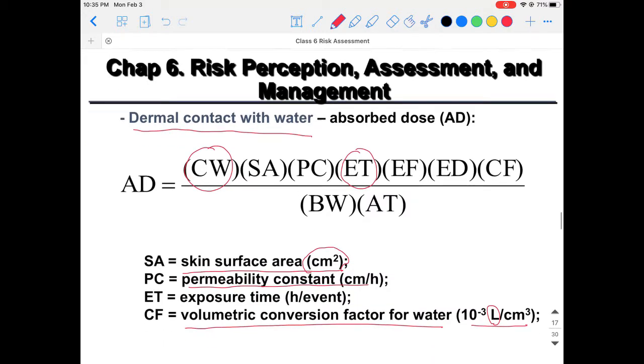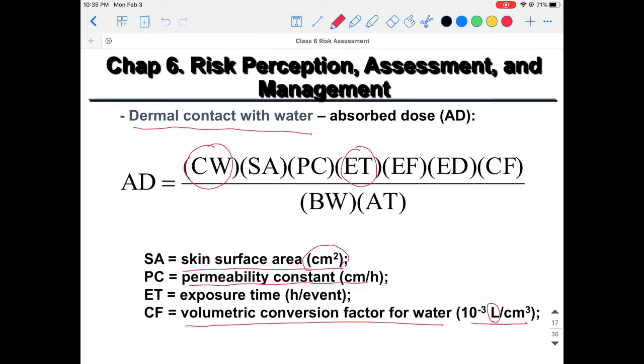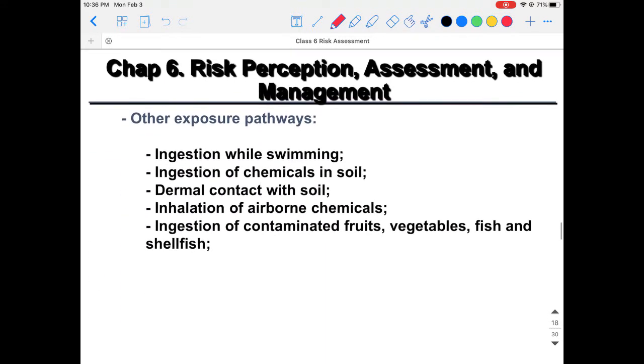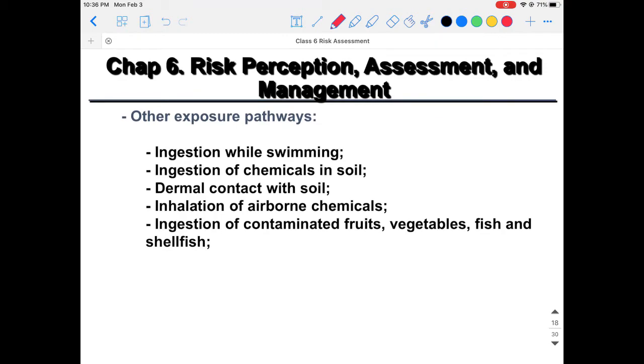Again, it's dividing by the body weight and then dividing by the average time. So you can see, when we have an example, it's going to be more straightforward. So we're not going to always follow this type of calculation, and sometimes the calculation can be quite straightforward.